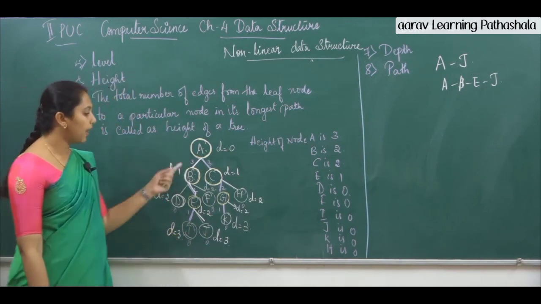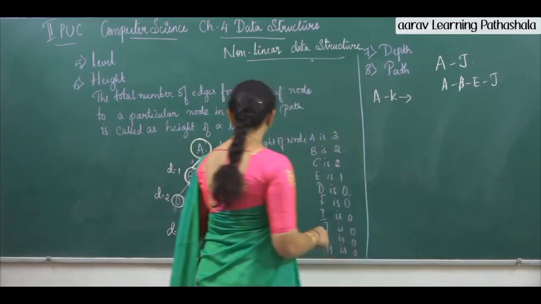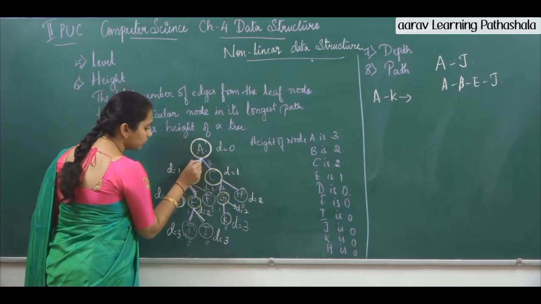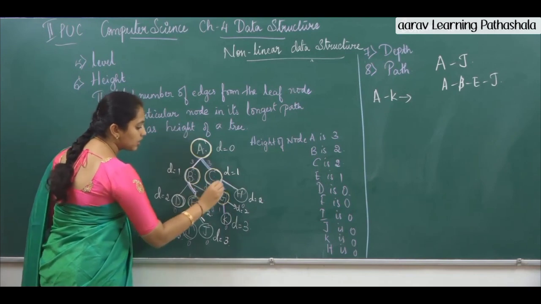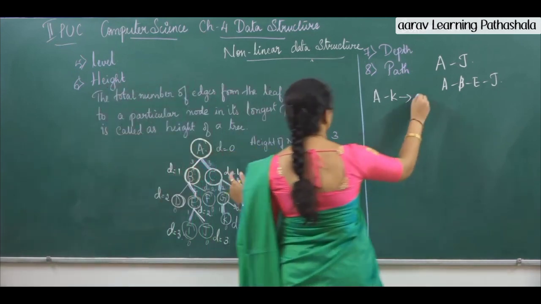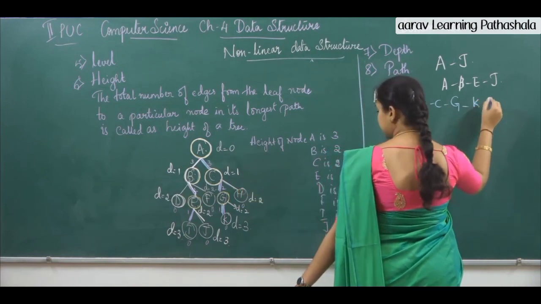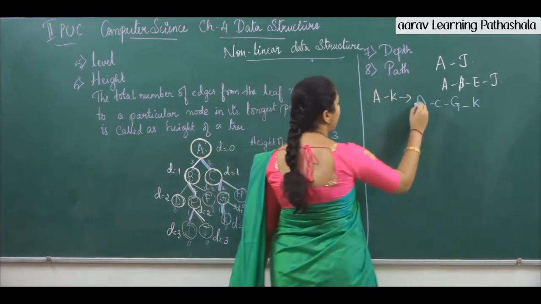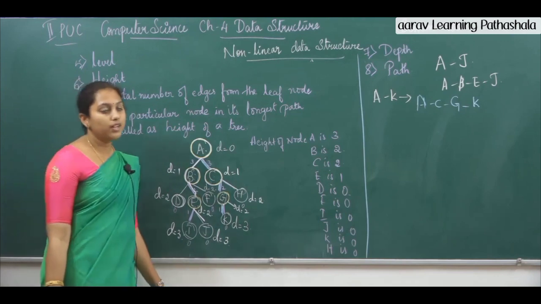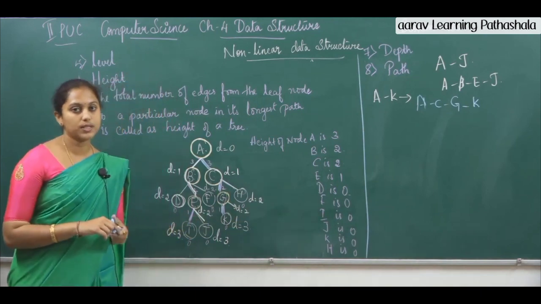If I want to find the path between A to K, I want to traverse from A to C, C to G and G to K. So, this is the path between two nodes. It is nothing but the nodes and edges between the two nodes that is called the path between two nodes.